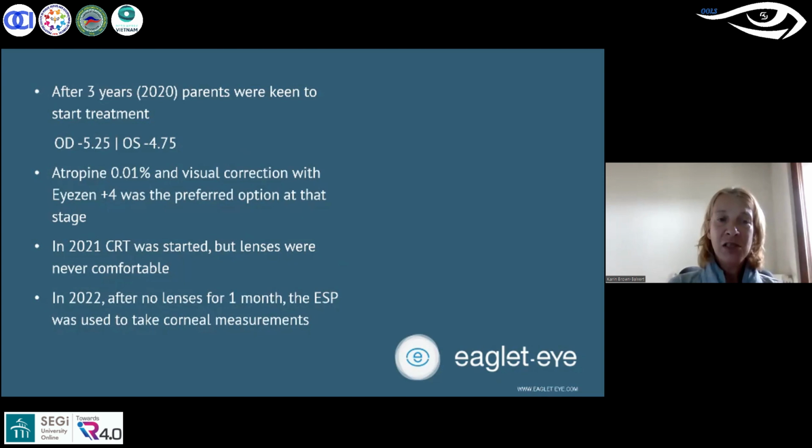In 2021, CRT was started, but the lenses were never comfortable. And then in 2022, after no lenses for a month, the ESP was actually used in this case to take the corneal measurements. So in 2021, it was just based on K readings. 2022, it was based on the maps from the ESP.